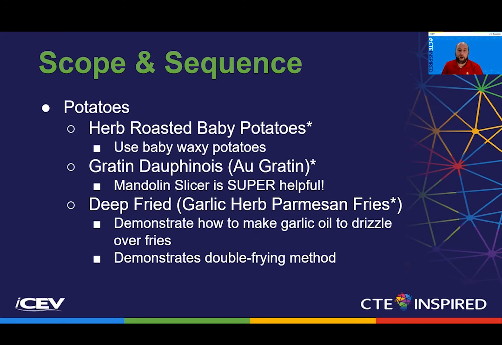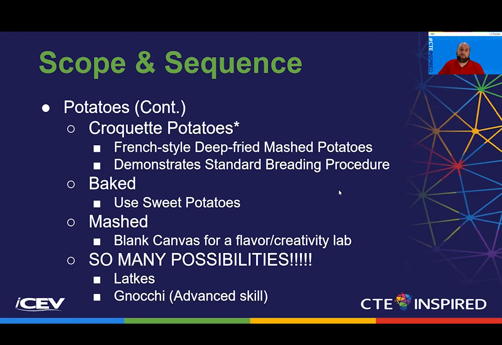lab with a mandolin. We do deep fried potatoes, so French fries, where I usually make a garlic oil, so we can demonstrate how to do that. And then demonstrate the double frying method, which is blanching those fries first, allowing the starch to come out, and then deep frying them for those nice crispy golden potatoes.